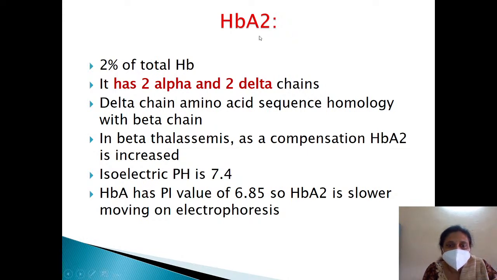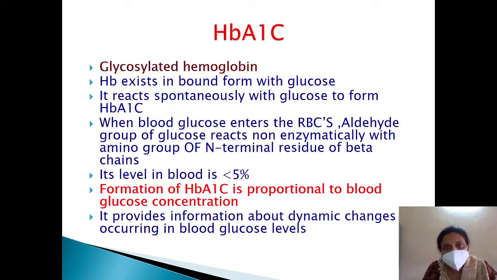And the next one is HbA2. Its concentration is normally less than 2%, and it is increased in beta thalassemia. That's it about HbA2. It is one of the types of adult hemoglobin composed of 2 alpha and 2 delta, its pI is 7.4, it has slow movement under electrophoresis compared to HbA, and its concentration is increased in beta thalassemias. So that's it about HbA2.